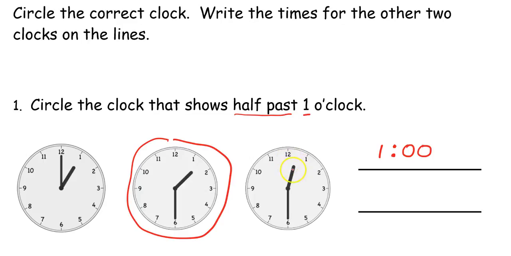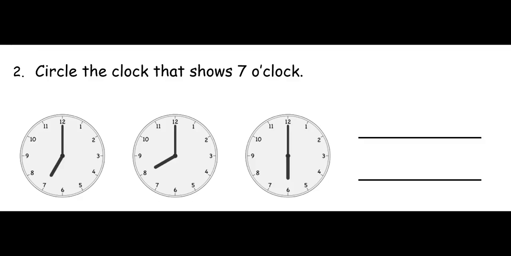And the third clock is showing an hour hand that's just past the 12 and a minute hand at the 6. Well, halfway around the circle is 30 minutes. So that last clock is showing the time 12:30. In the next section, we'll do the same thing.